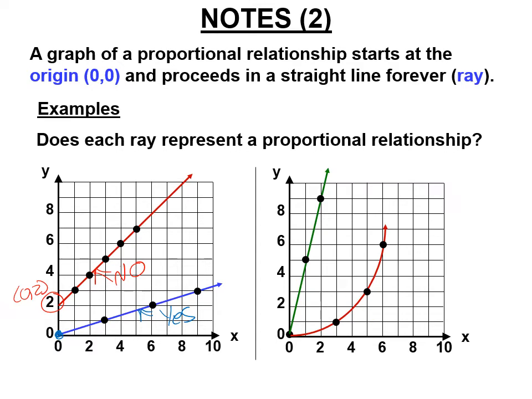That's how it works. So let's look at this one. The green one starts at 0, 0, and so does the red one. But the green one is straight, and so yes, it's a proportional relationship. The red one is no. When we plot the points of a proportional relationship, it will be a straight line starting at 0, 0. And that's a standard that you should know.